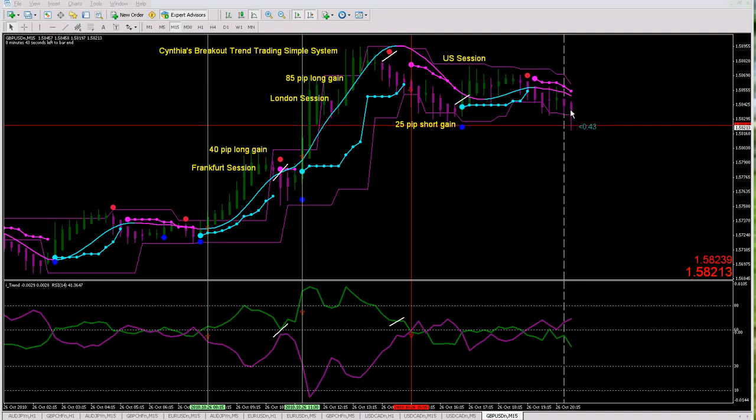So sometimes the pound really can move in the afternoon, and that's good for American traders who actually want to be at their PC. I just like a couple hours in the morning, and that's about it. I'm done for the day. If you watch the pound in the Frankfurt session, sometimes you can get some good pips out of it if you want to trade early before bed and after dinner. So this is how American traders or Europeans can trade using the Breakout Trend Trading Simple System.